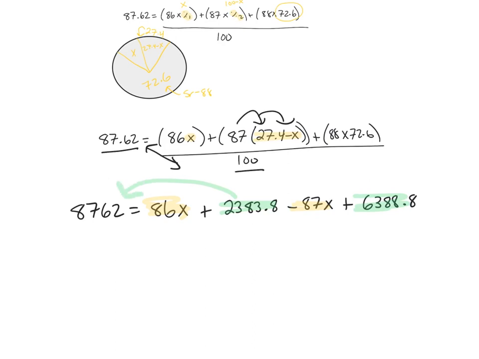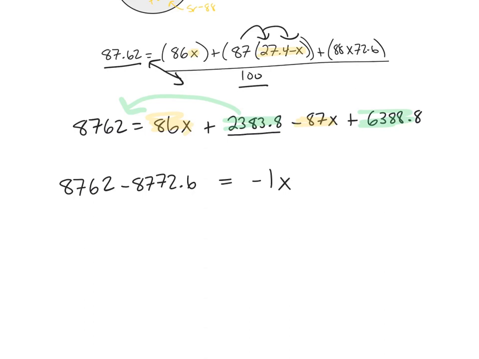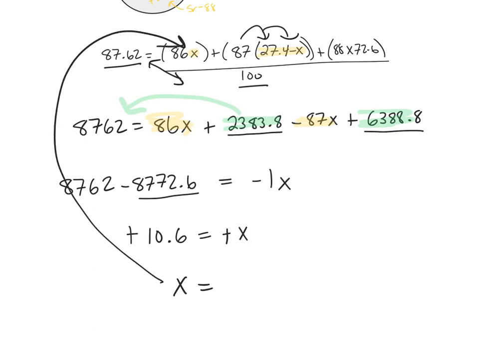Let's do that next. All right, when I added this number and this number, I got 8770.26. I move it to the other side. So now let's subtract. All right, I get minus 10.6. Minus 10.6 minus x, I can make them plus and plus. So x, remember where x was. It was for strontium 86. It's 10.6%. This is the abundance of strontium 86.